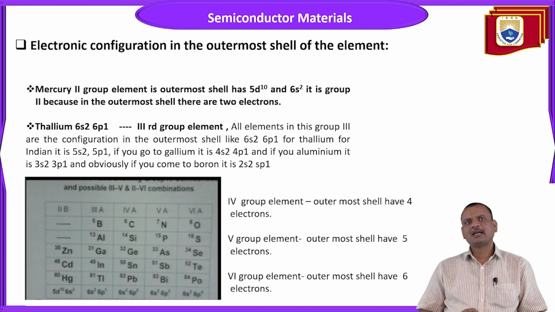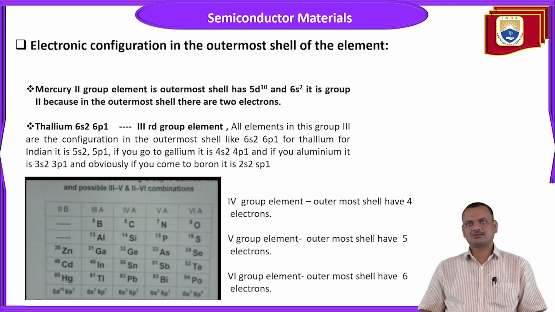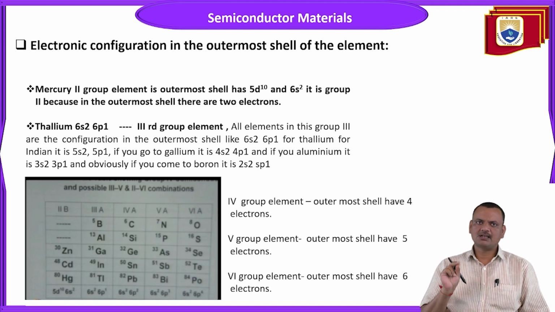Now thallium. This is a third group element. See the configuration 6s2 6p1, so the outermost shell contains 3 electrons. So for all second group elements, the outermost shell definitely contains 2 electrons.